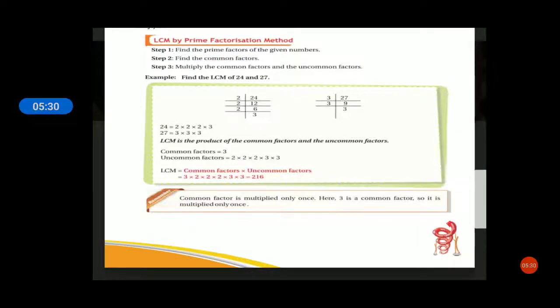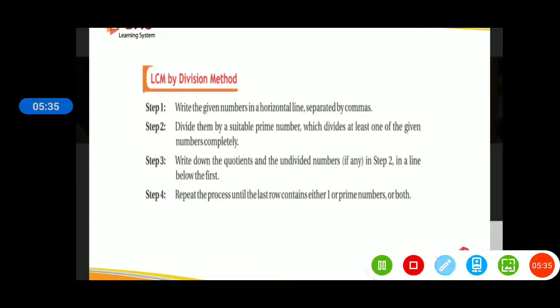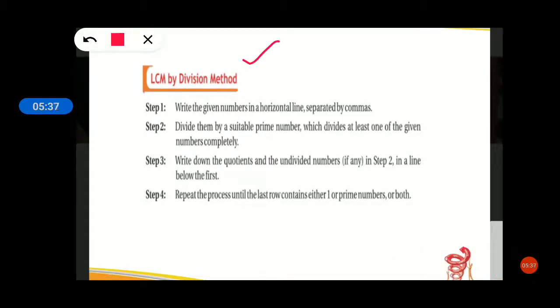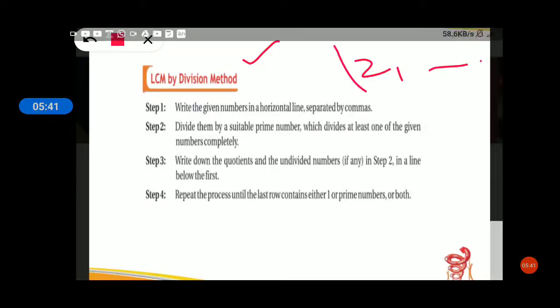LCM by division method. Continue with the LCM by division method. See the steps. For LCM by division, we will have 2 to 3 numbers in the same horizontal line.